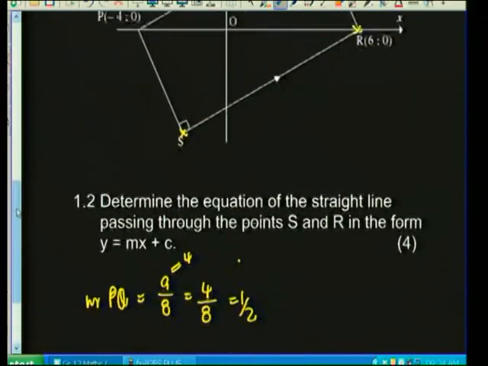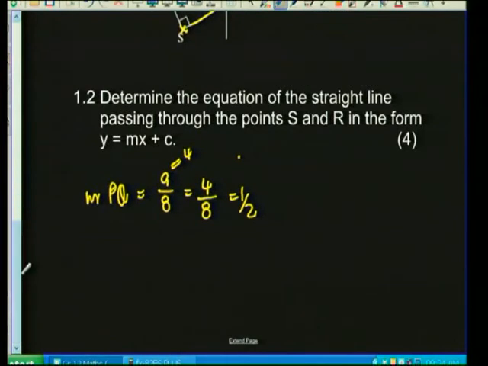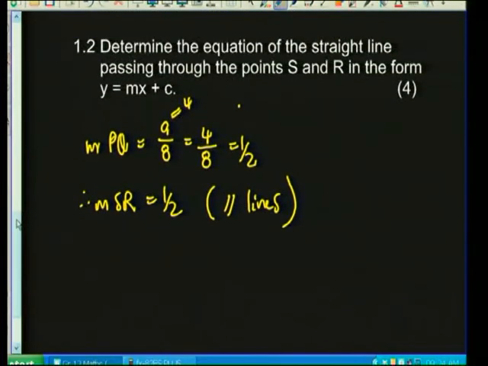Now I must conclude, because I knew that this line, PQ, had a gradient of a half, but SR is parallel, and so now I know, therefore, the gradient of SR would be equal to a half because we've got parallel lines. And it's nice to just put some kind of documentation for the examiner so they know where that has come from. So because we're finding the equation of a straight line, we know it's of the form y equals mx plus c.